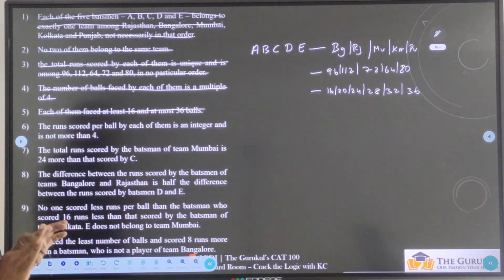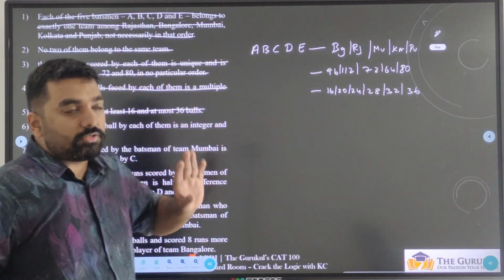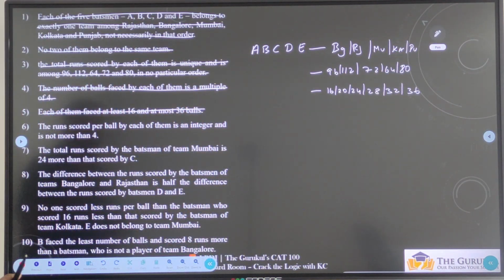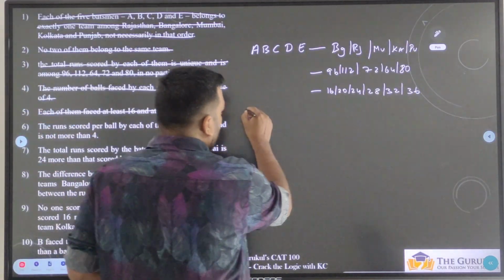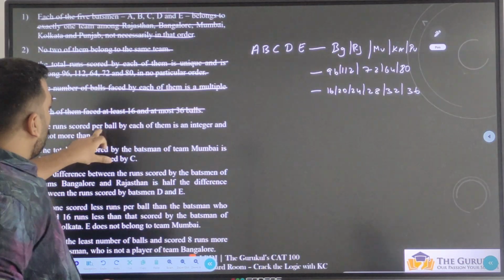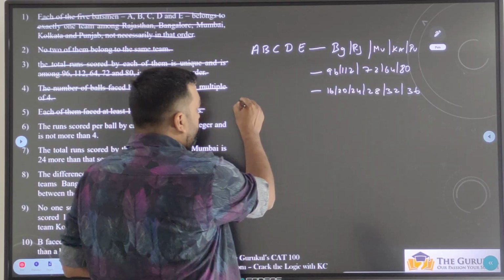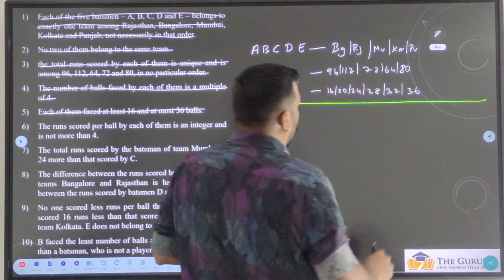Pause over here. If you observe, there are 5 people, 5 different states and 5 scores, but there are 6 possibilities for the number of balls faced, which means among these 6, one value is not the required value. We need to eliminate that. Okay. Runs scored per ball by each of them is an integer and not more than 4. Okay, this is the first part of the question.